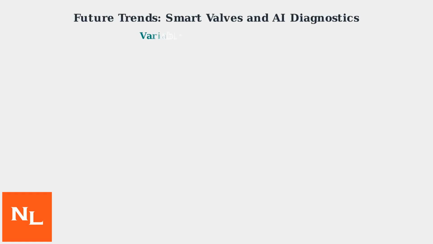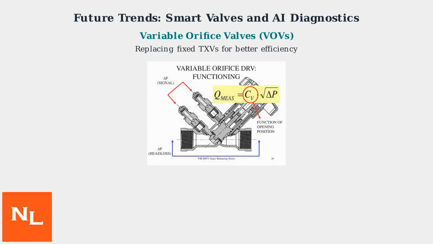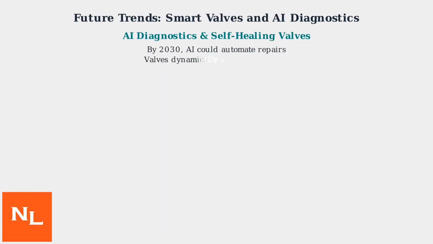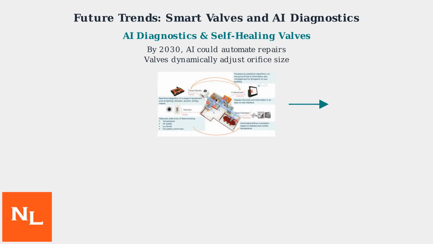The future of AC systems involves smarter technologies. Variable orifice valves are emerging as replacements for fixed TXVs, offering better efficiency. By 2030, AI diagnostics could automate repairs, with self-healing valves dynamically adjusting orifice size to maintain optimal performance. These innovations promise increased reliability and reduced energy consumption.